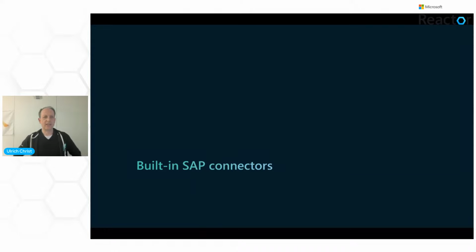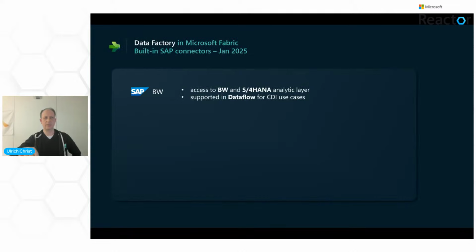All right, so let's have a quick overview more concretely on the first pillar here and look at the built-in SAP connectors. So what's the current state here at the moment? In Fabric, when you look at what we have out of the box at the moment, we basically have two different kinds of connectors.